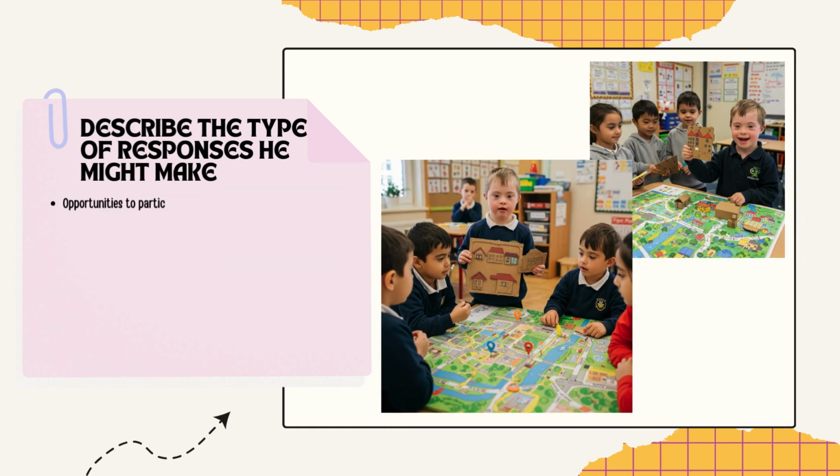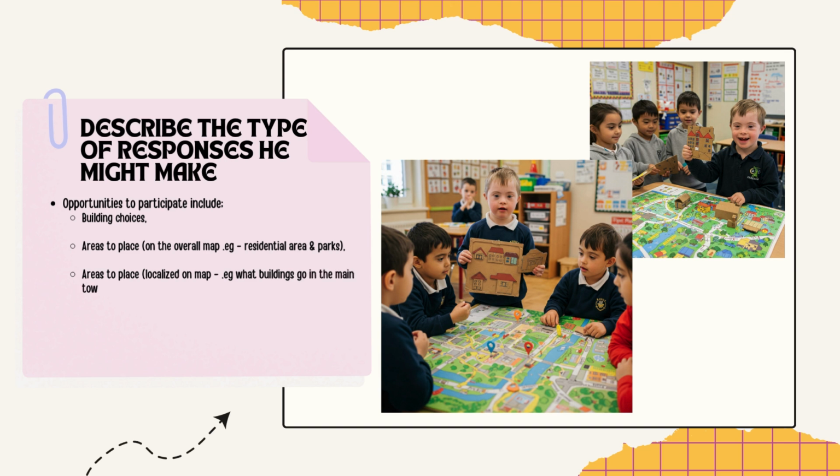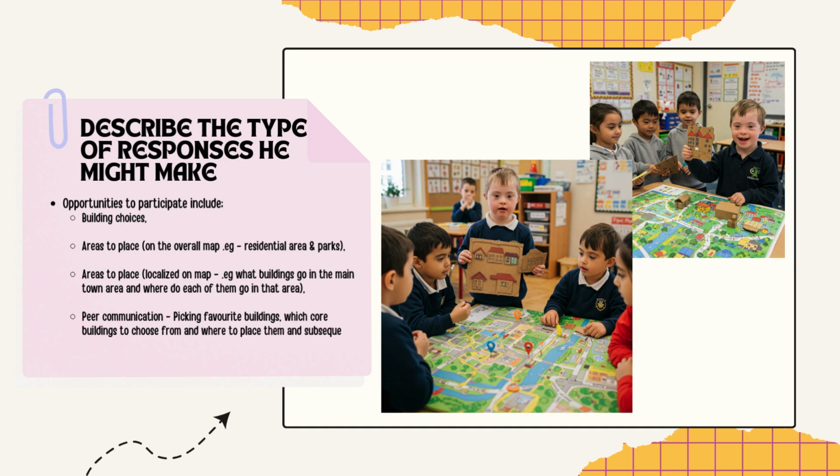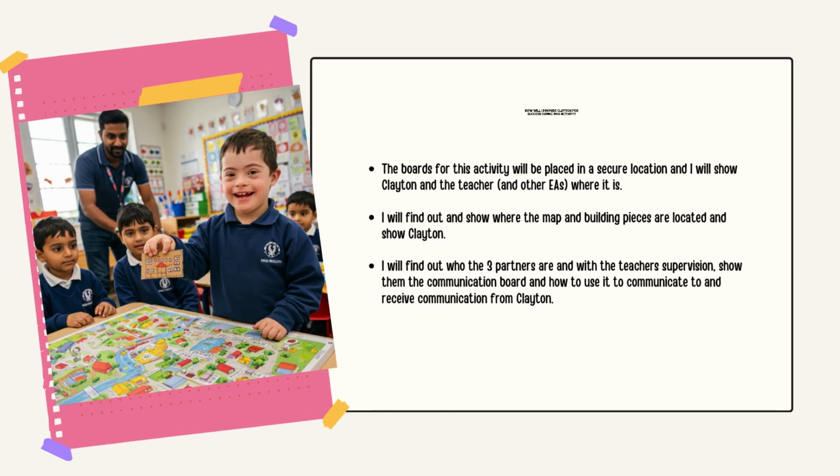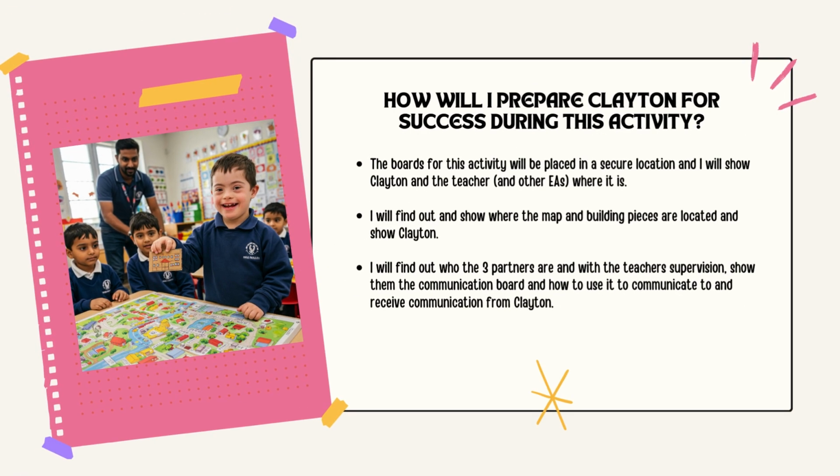Opportunities to participate include building choices, areas to place on the overall map, for example, residential area and parks, areas to place, localized on map. For example, what buildings go in the main town area and where do each of them go in that area, peer communication, picking favorite buildings, which core buildings to choose from and where to place them, and subsequent yes or no options to answer. How will I prepare Clayton for success during this activity?